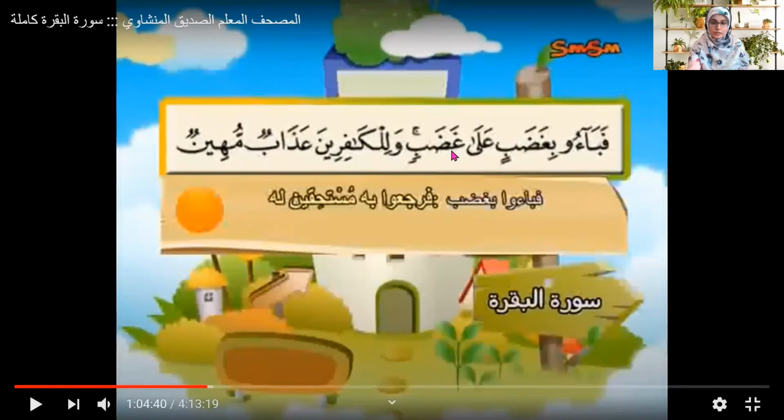So again here, the reciter wants to stop in the middle of ayah when he reaches the word ghadabin. So as you remember from the rules of waqf, you would replace the tanween of kasra with sukun and recite it as ala ghadab.